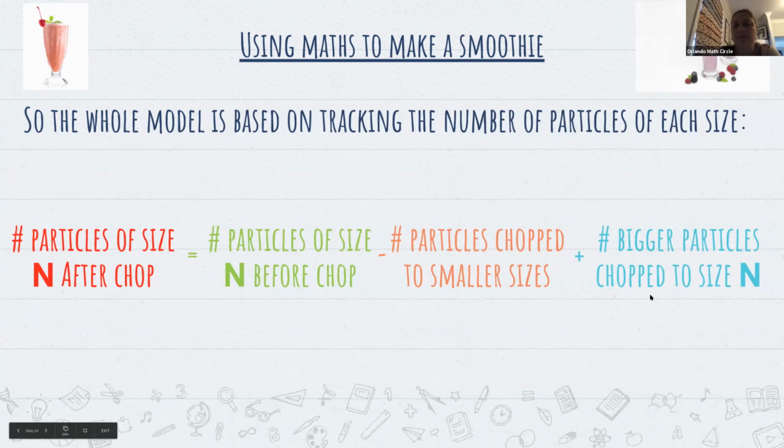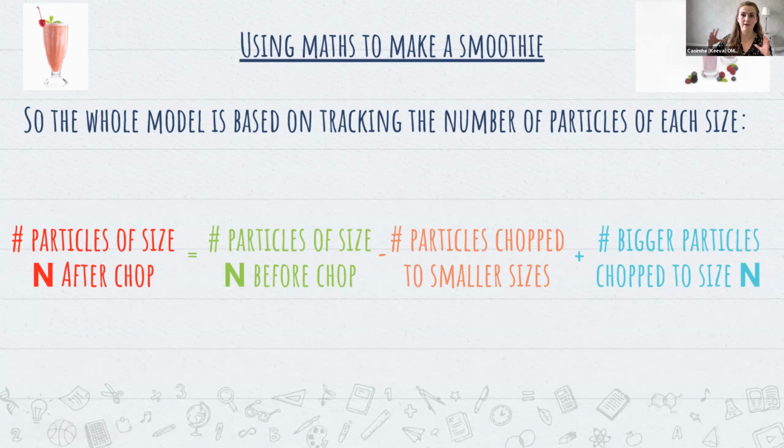So this is assuming that the n here is any n smaller than the biggest particle in the distribution. So if you started with particles of size big N, then this term wouldn't exist, right?